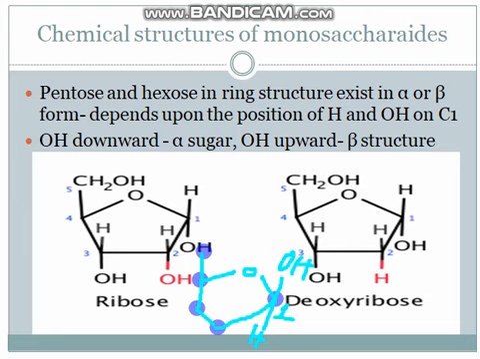Attached to carbon number 1, there's an OH group and an H group. You see the OH group here and the H group here. So the OH group is upwards and the H group is downwards, which means it's a beta structure. Is that clear? If it's not clear, please do ask me questions.